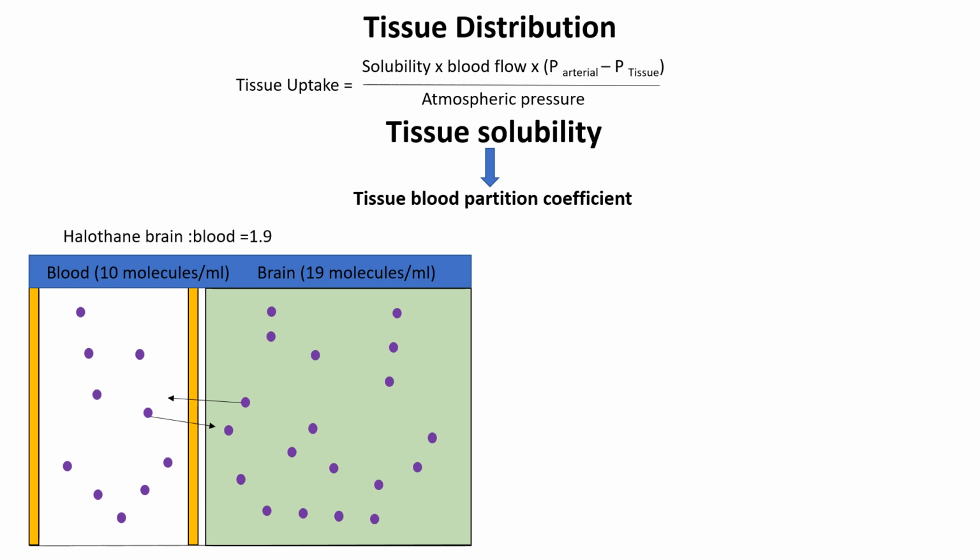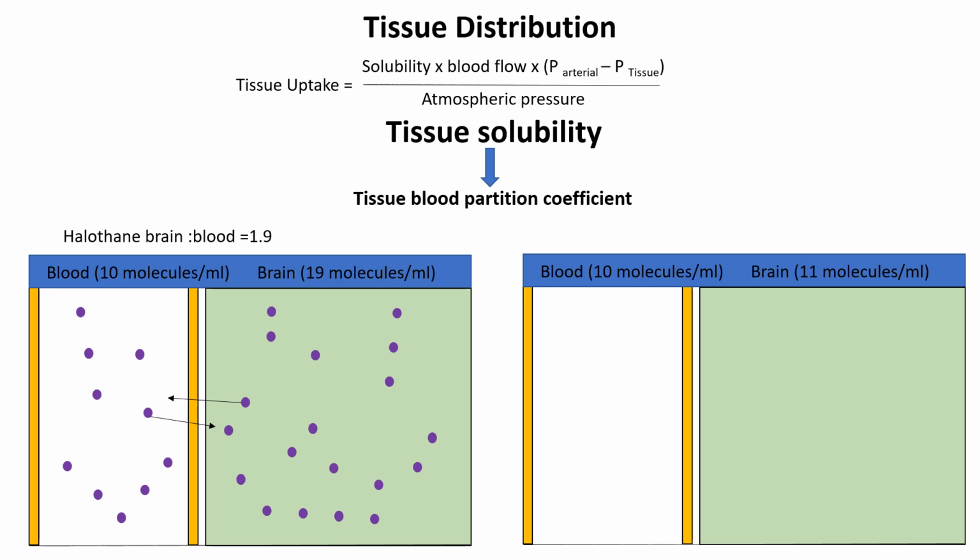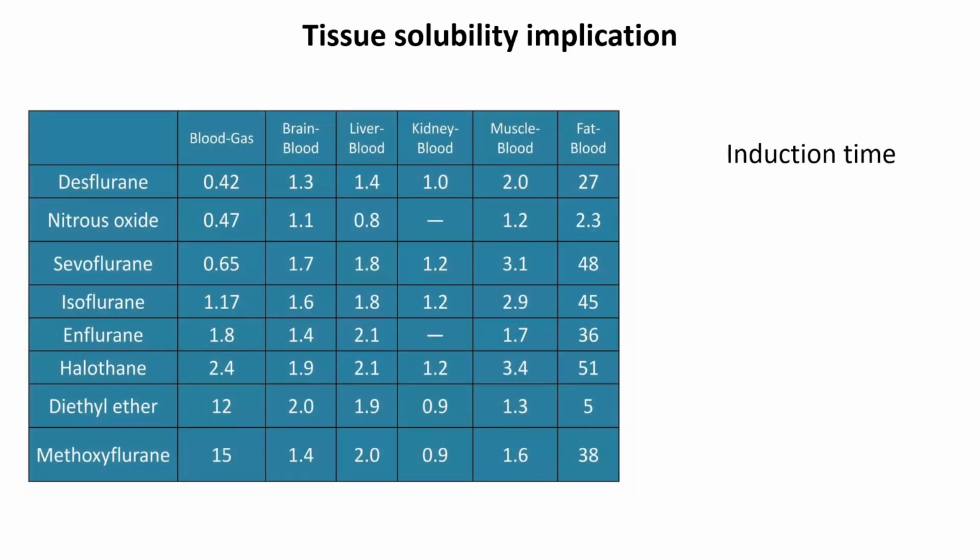A lower coefficient means the anesthetic is less soluble in tissues, therefore, for a given partial pressure, the concentration in the tissues will be lower compared to the blood. Nitrous oxide has a brain-blood partition coefficient of 1.1. The solubility of anesthetics has two important implications.